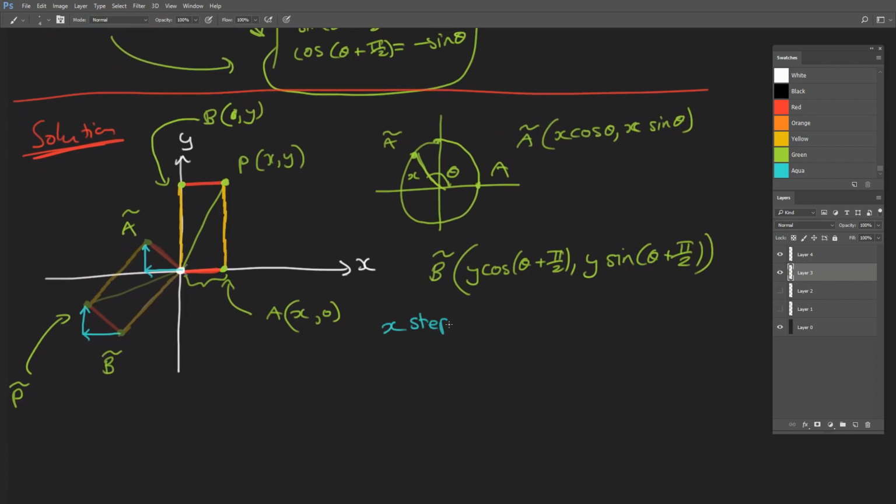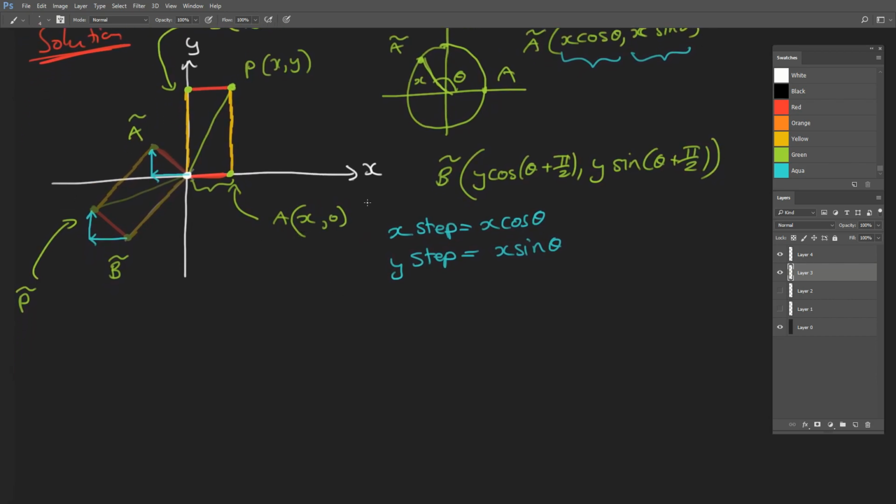So we have the x step. Well, the x step is just going to be the x coordinate of A tilde, which is this thing, x cos theta. And notice that our x step has already got the negative sign built into it, because in this case, theta equals maybe like 3 pi on 4, and cosine of 3 pi on 4 is negative. So we don't have to flip any of the signs because the arrows are going left versus right or up versus down. It's already got all of that taken care of. So then the y step is just going to be x sine theta, which is the y coordinate of A tilde, x sine theta.